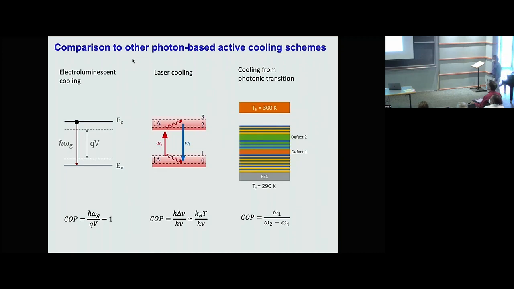So this idea of using a modulated system to do cooling is interesting because it basically occupies somewhere in between these schemes. It would have a coefficient of performance in principle that can be rather high.